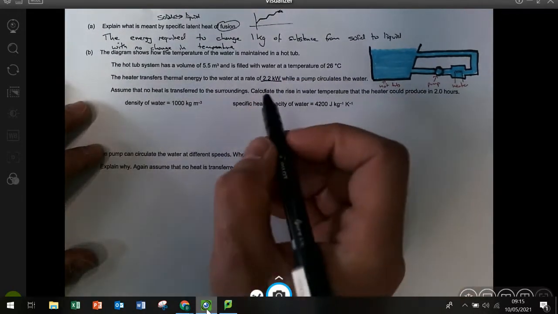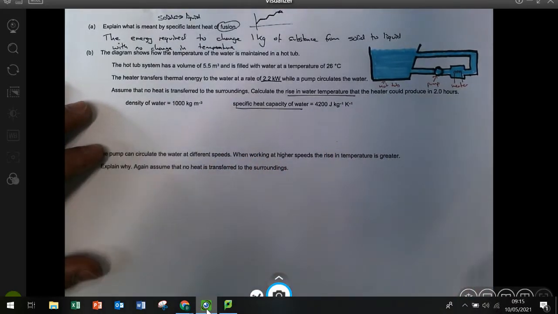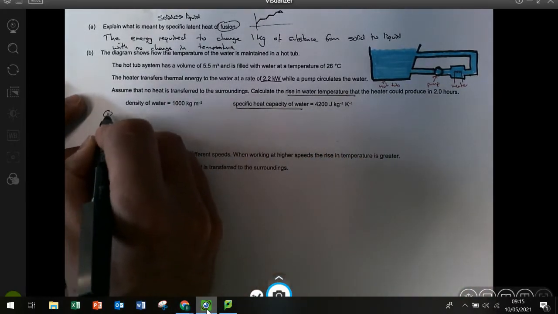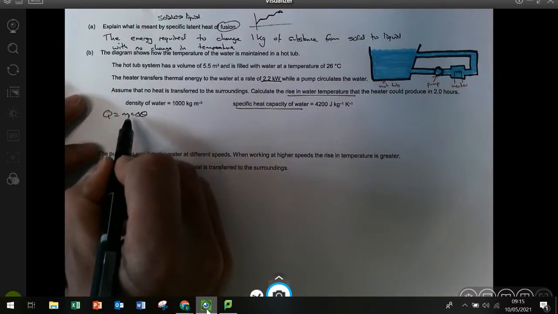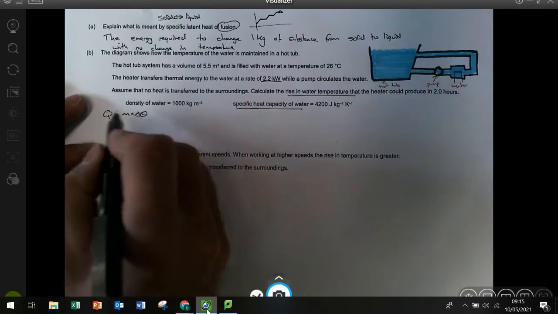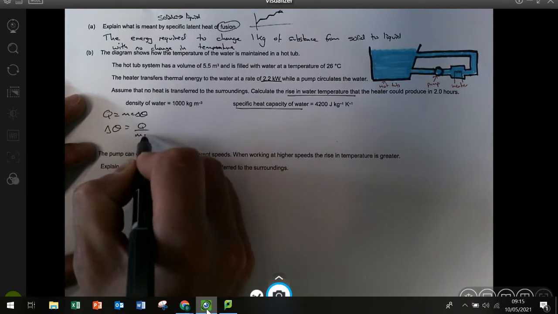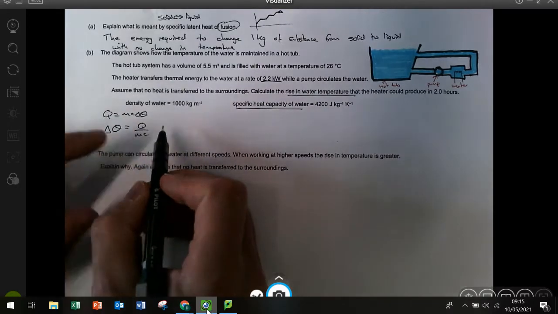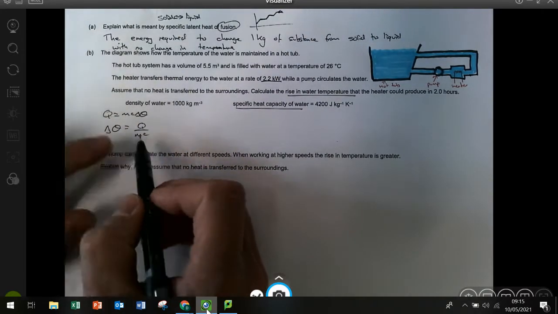So when we have heat capacity and we have a rise in water temperature, we should be able to write down straight away this equation: energy = mass × heat capacity × temperature change, and we can obviously rearrange for temperature change. But importantly, we don't know the energy and we don't know the mass. We've got to do 2 extra steps.